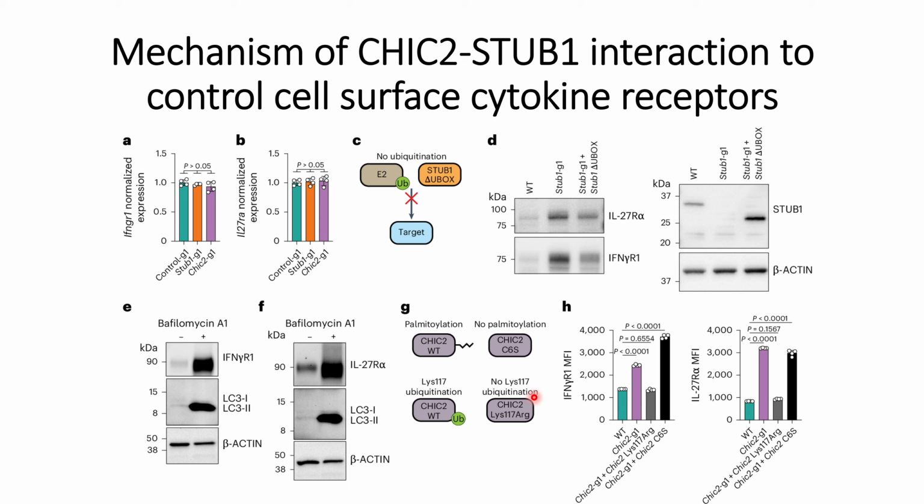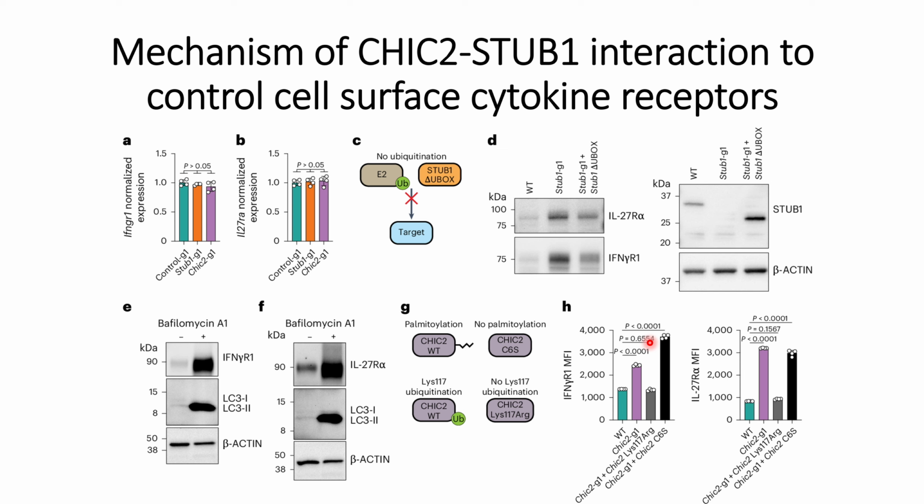When they checked the results for IFN gamma R1, they saw that in the case of the ubiquitination mutation of CHIC2, there are no changes compared to the wild type, for both IFN gamma R1 and IL-27R-alpha. This gives the idea that ubiquitination of CHIC2 does not play a role in cell surface cytokine control, whereas when the palmitoylation region is mutated, that is, CHIC2 is not present at the membrane, they see increased levels of IFN gamma R1 and IL-27R-alpha.